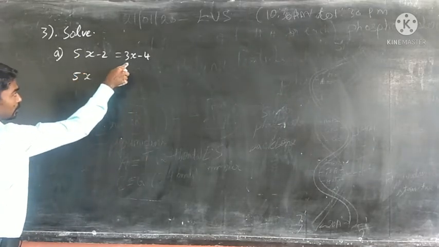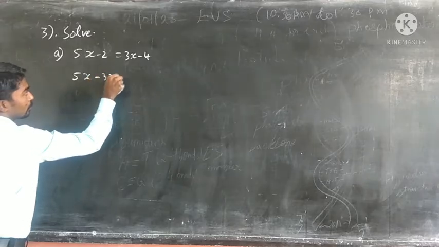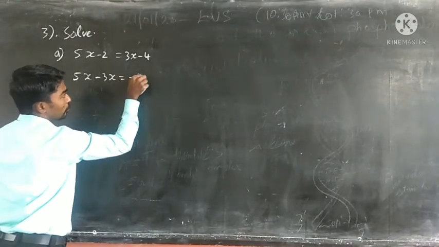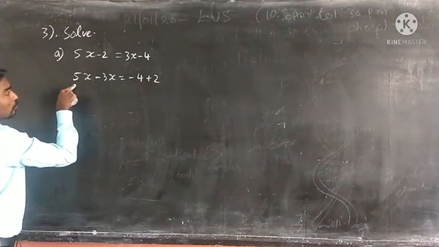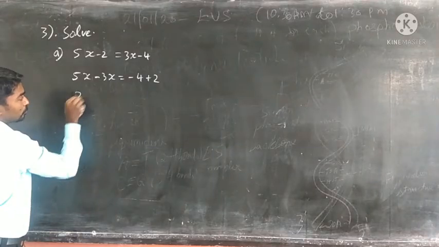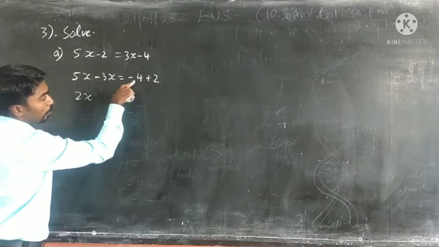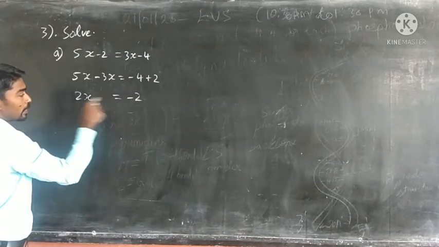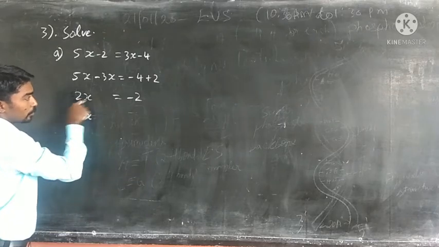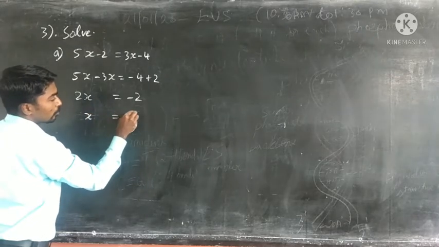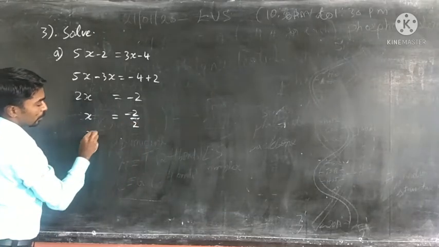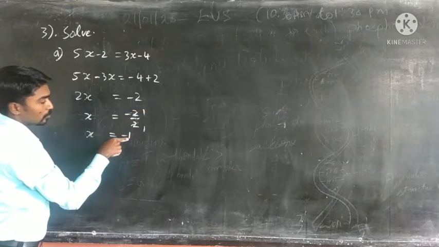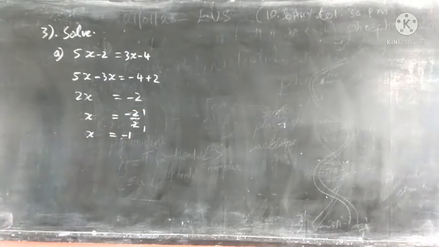If we take 3x to the other side, we get minus 3x. If we take this minus 2 to the other side, we get plus 2. Minus 4 plus 2. 5x minus 3x is equal to 2x, equal to minus 4 plus 2. If we add, we get minus 2. The 2 we can take to the other side, so we divide minus 2 by 2. x is equal to minus 1. The 1s get cancelled. So x is equal to minus 1.